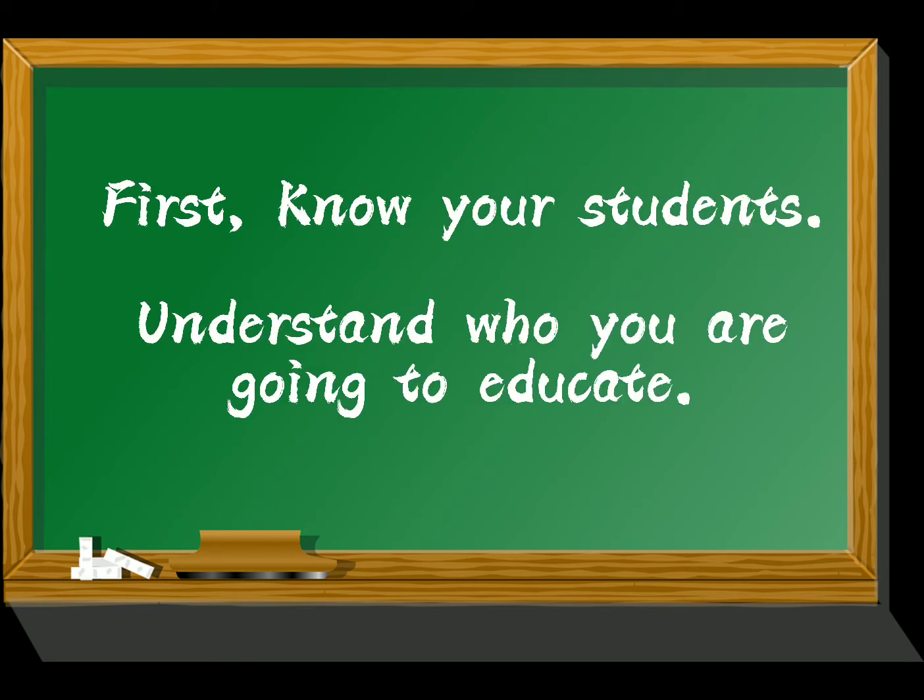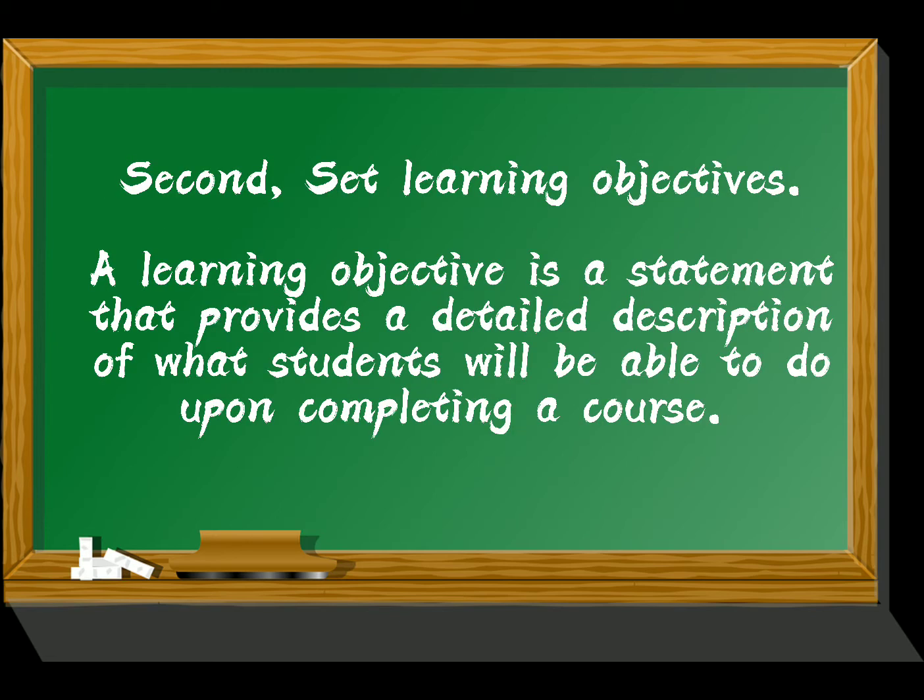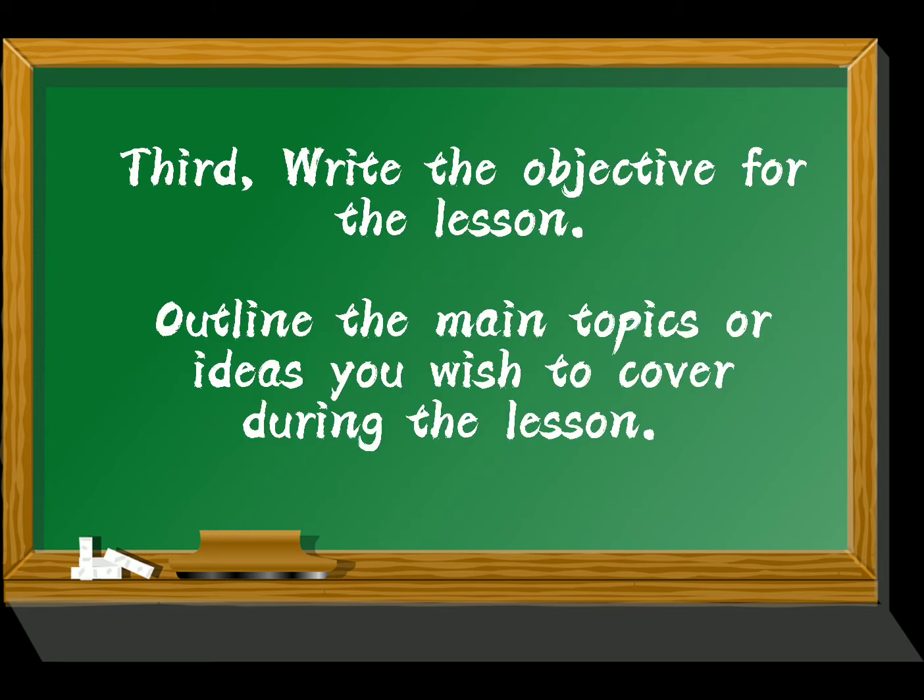First, know your students. Understand who you are going to educate. Second, set learning objectives. A learning objective is a statement that provides a detailed description of what students will be able to do upon completing a course. Third, write the objective for the lesson. Outline the main topics or ideas you wish to cover during the lesson.